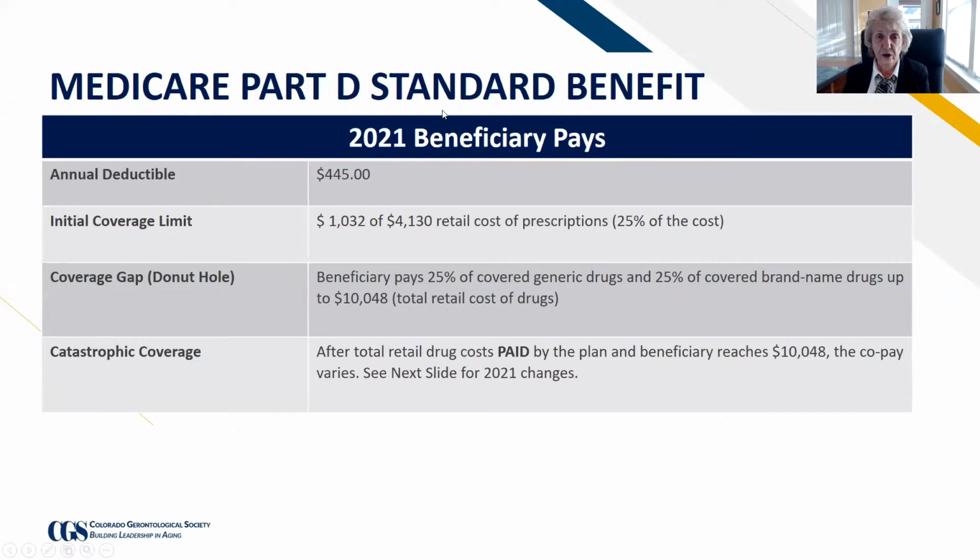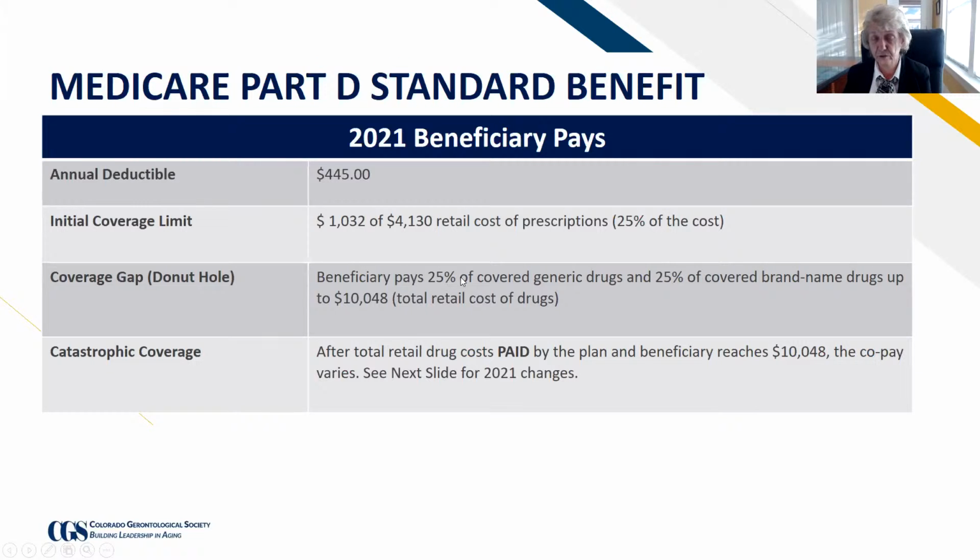So the standard benefit for Medicare for 2021 that beneficiaries will be responsible for, so you'll be responsible for the annual deductible. You will be responsible for the initial coverage limit, which is basically $1,032 out of the $4,130 cost of prescriptions at the retail level. So that is when you go to the pharmacy or the mail order, and that is what those costs are. Once you reach the $4,130 of costs in retail pricing, then you go into the donut hole.